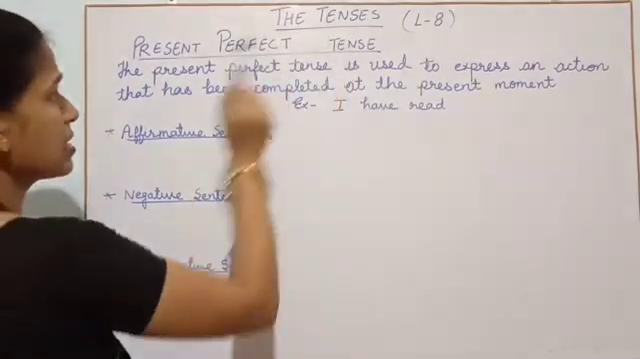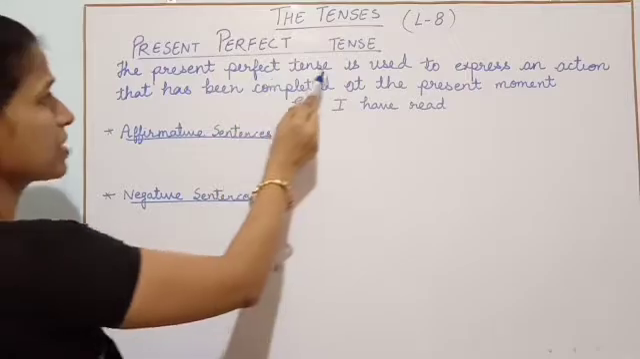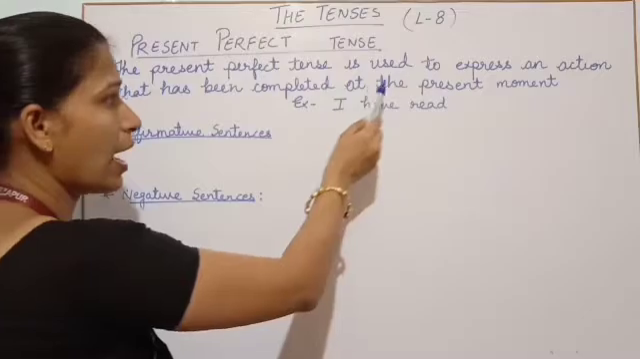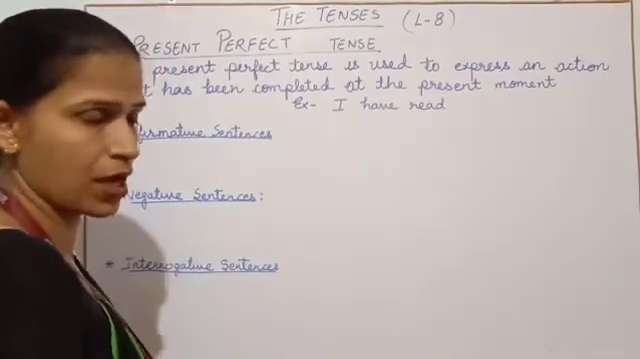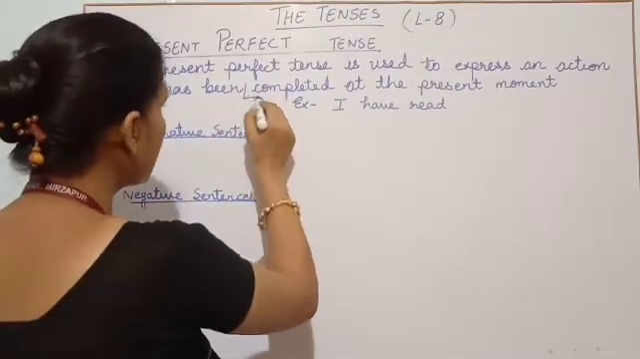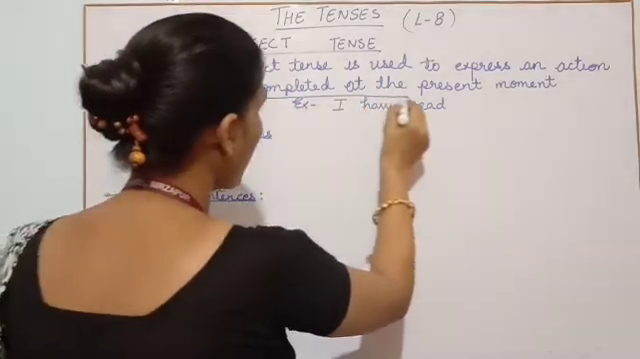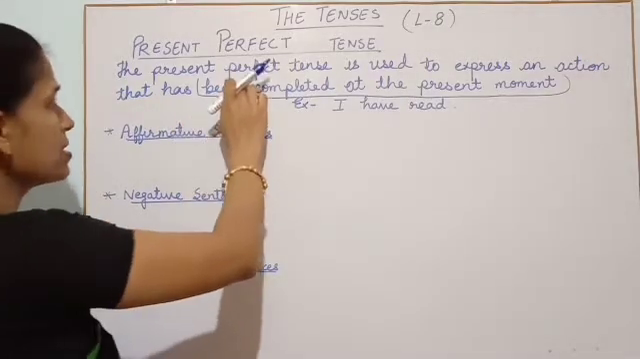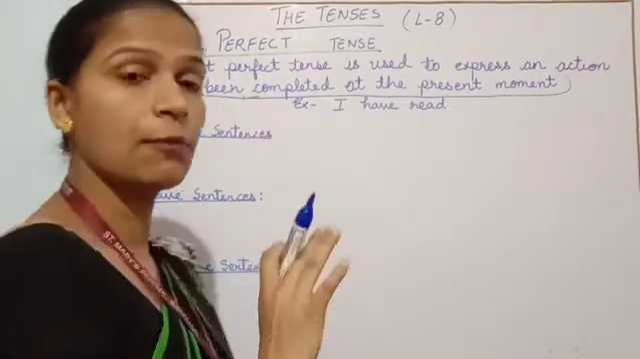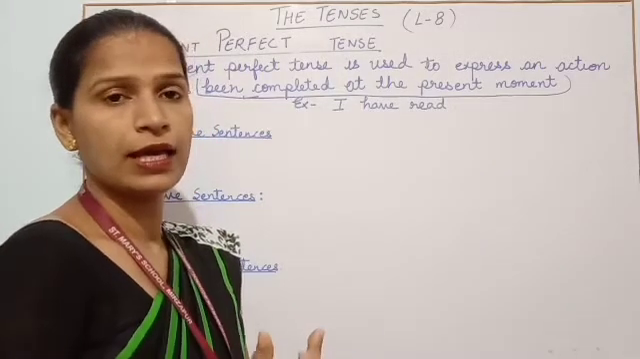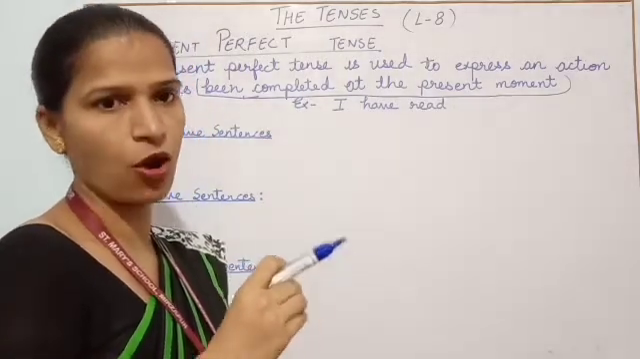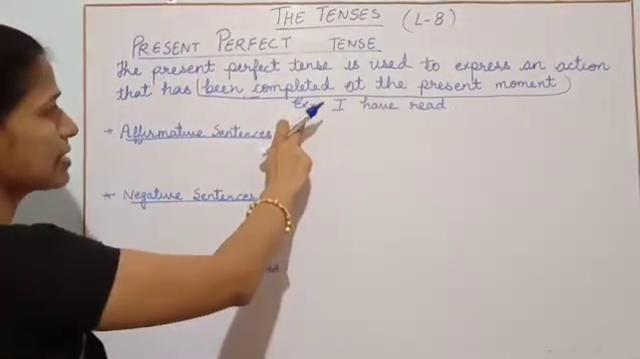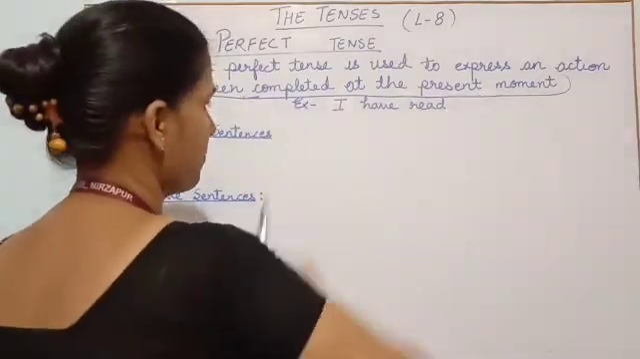Present perfect tense. The present perfect tense is used to express an action that has been completed at the present moment. Completed, definitely that is completed, but when? At the present moment. The main point of this is that the action is already completed, but when? Just now you can say, or before a few minutes. We have one example, I have read.